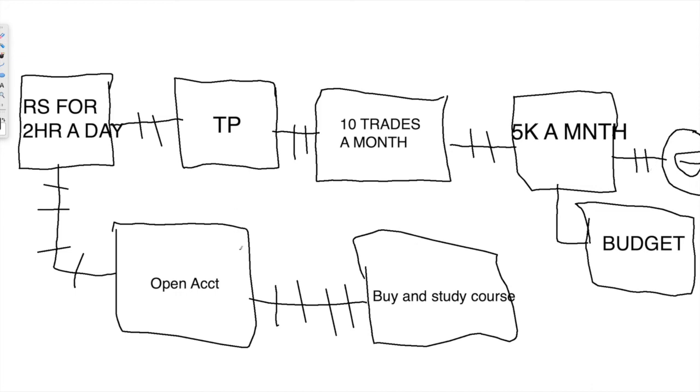Then what you do is you take this section and you make a brand new slide, and you say buy and study the course, open the account, what are the steps in between? Open the account, research for 2 hours a day. What are the steps in between? So now you're breaking this down into smaller and smaller segments. So you don't worry about the 5K a month because you're still at buy and study a course and open the account. And until you complete those steps, that isn't even important, right?